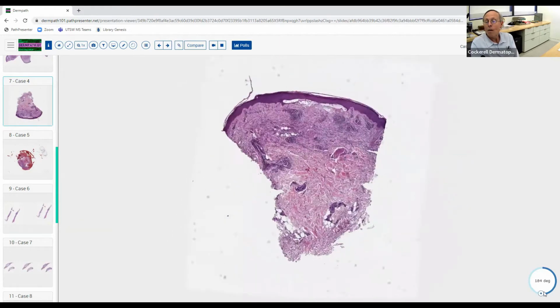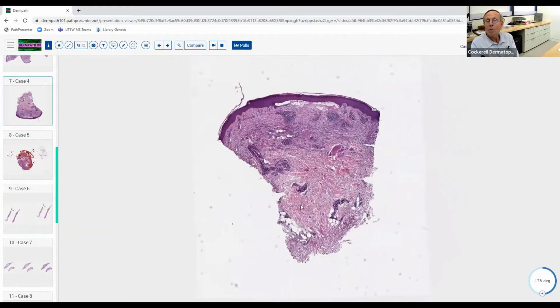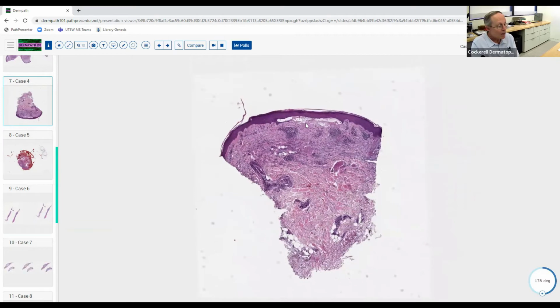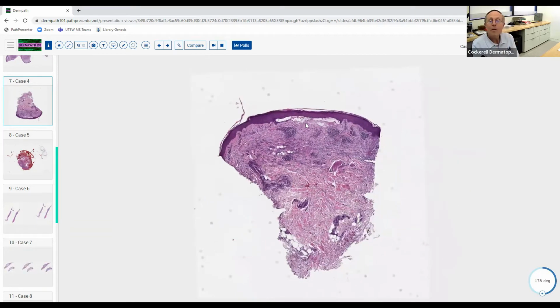Okay. A little different situation here. So we can't show you guys all tumors. You've got to see at least some inflammatory diseases here. Pathologists love inflammatory dermatopathology, right?